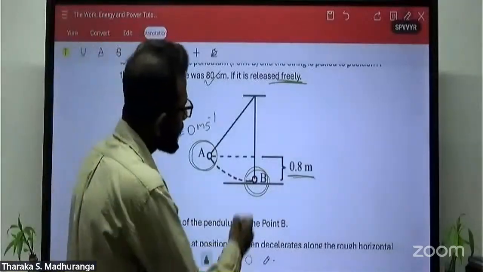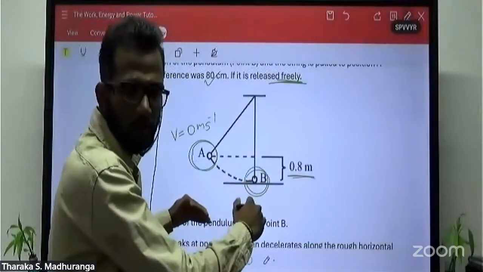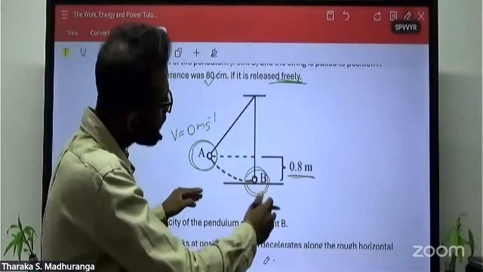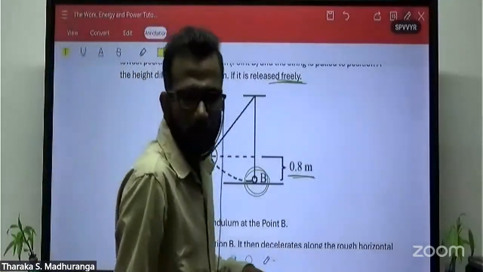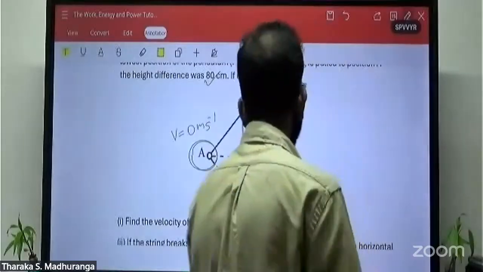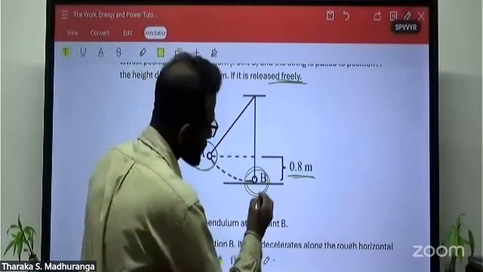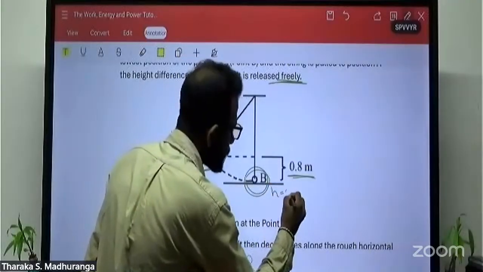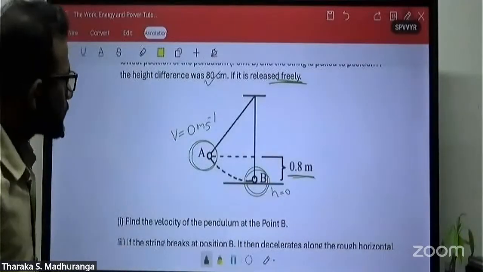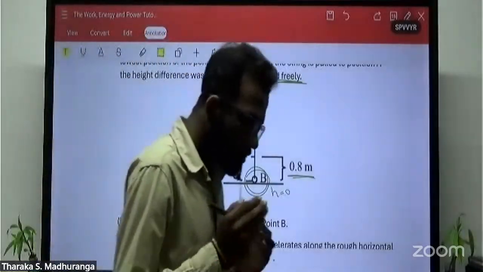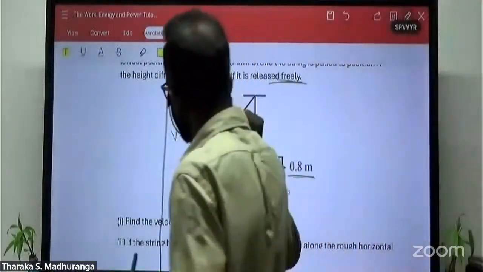Okay, what is the height of point A from the ground level, or whatever level we consider? The height is 80 centimeters, which means 0.8 meter. At point B, the height is 0 because it's the lowest point. Now, what can we conclude about the total mechanical energy of point A and point B?